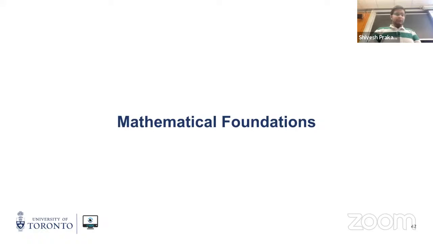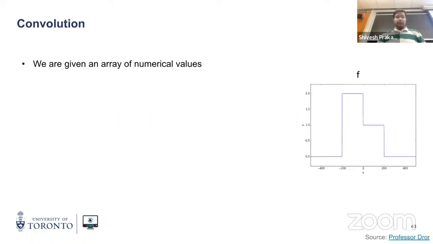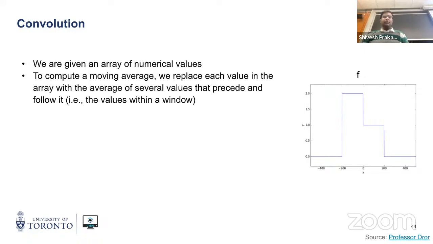Now, before we delve into solving the problem itself, I'd like to go on a detour and discuss some mathematical foundations which would be useful to understand this. So first, we'll start with convolution. You can consider this f, which is given here, as an array of numerical values, or a function if you want. And you might have heard about calculating moving averages, where we take a particular window of, let's say, 10, and we replace each value in f with an average of the 10 elements around it.